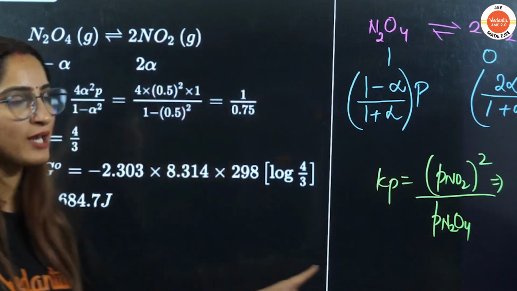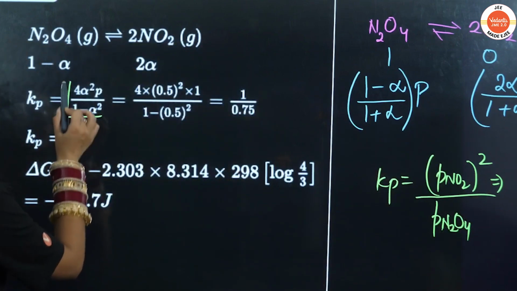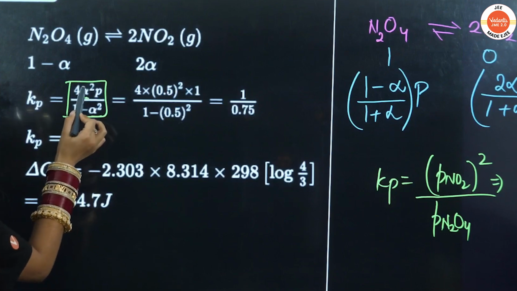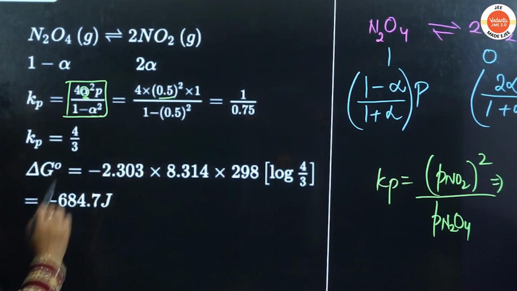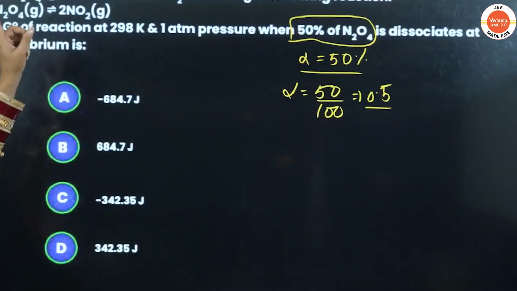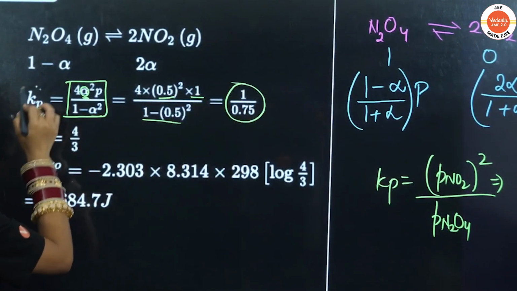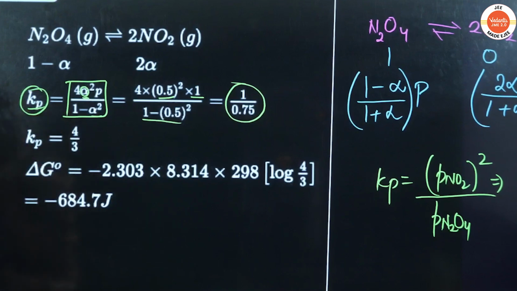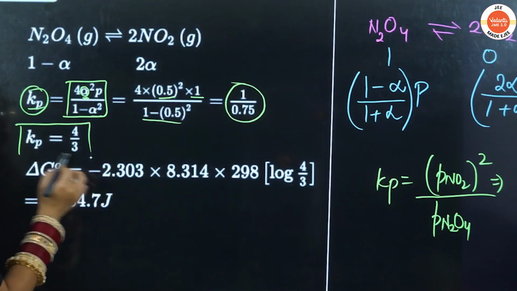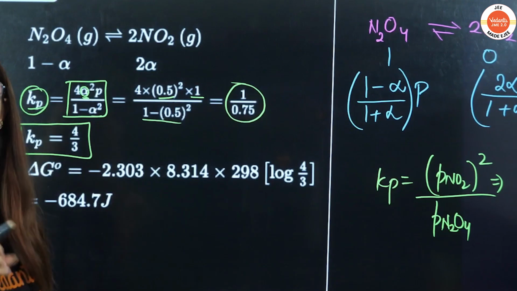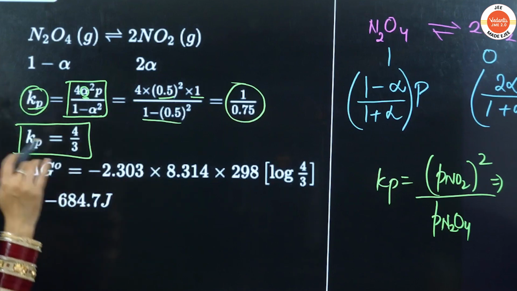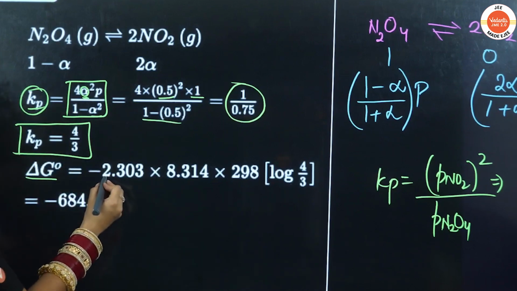When you put these values here, you will get this expression. You know the value of alpha, so put the value of alpha. Pressure is given to you already, that is 1 atmospheric pressure. So put in 1 atmosphere, and you will get the value of Kp as 1 divided by 0.75, that is 4 by 3. Once you have got the value of Kp, the equilibrium constant, now what you have to do, delta G is equal to minus 2.